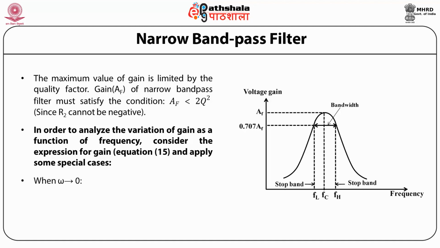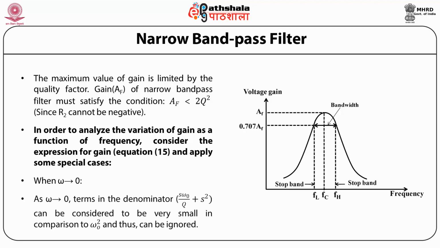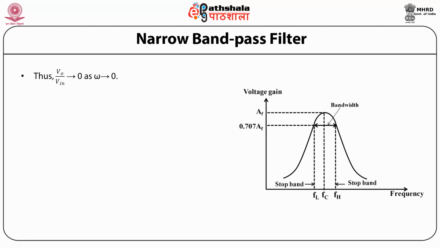First is the case when omega tends to 0. As omega tends to 0, terms in the denominator S omega naught by Q plus S square can be considered to be very small in comparison to omega naught square, and thus they can be ignored. So V naught by Vn tends to 0 as omega tends to 0.